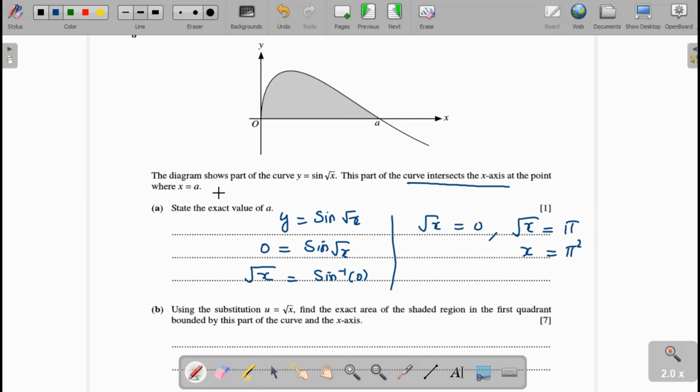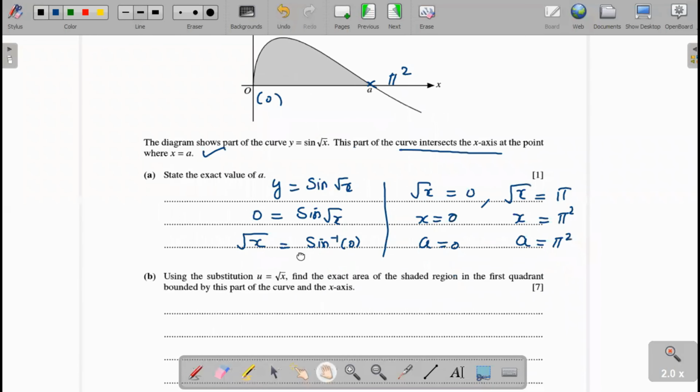Here x is a. Now a equal to pi square, and the other is x equal to 0. Therefore, the exact value of a is pi square. Now we have to find this value. Then the answer is pi square.